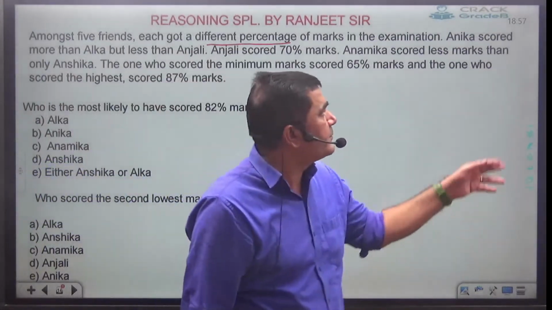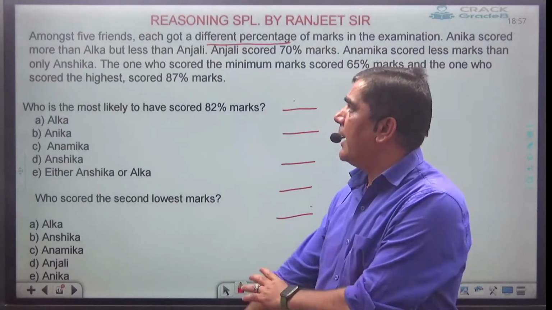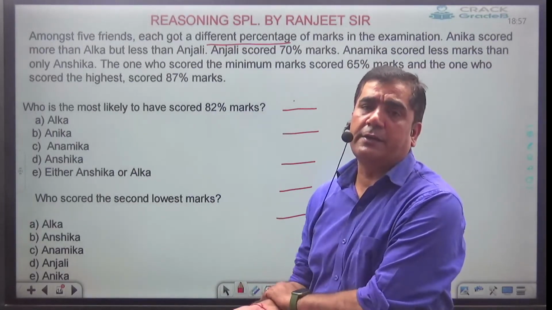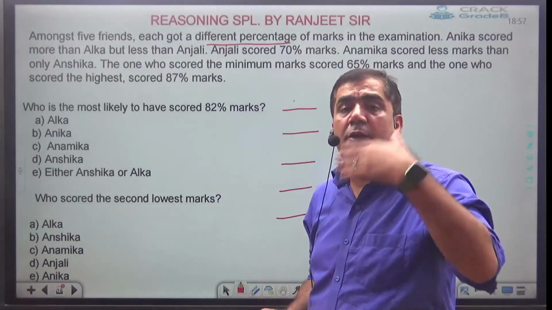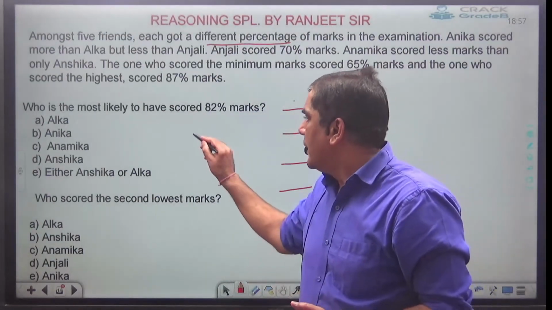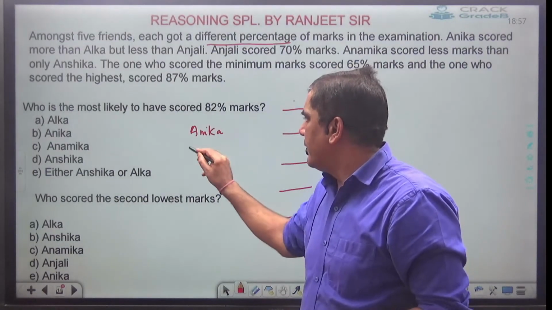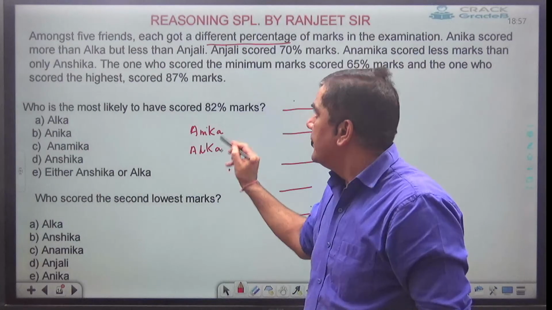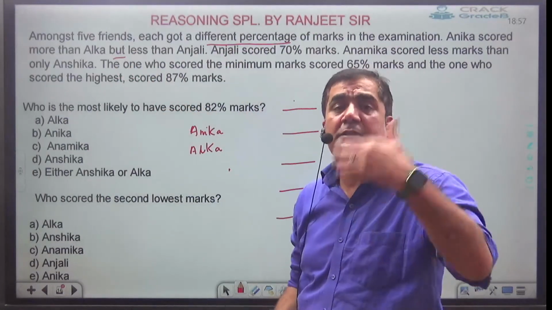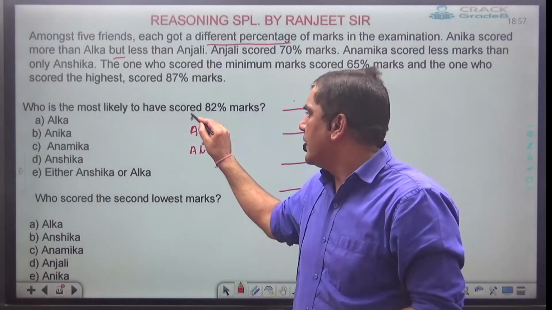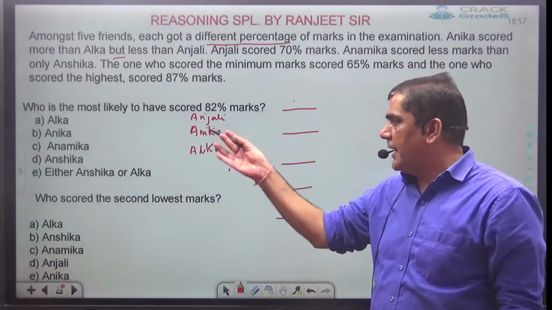Now here they are saying Anika scored more marks than Alka but less than Anjali. Anika scored more marks means what? Anika will be above Alka. So first clue, Anika will be above Alka. But, less than Anjali means what? Anjali must have scored more than Anika. So Anjali will be over here. So I got Anjali, Anika and Alka.